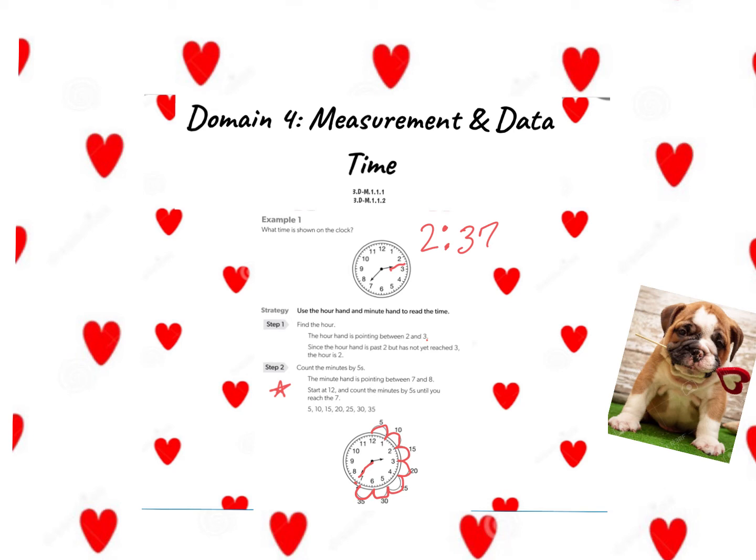Okay? And if you wanted to, you could count every single little dot, like 1, 2, 3, 4, 5, all the way around till you get to that minute hand. But it would save you so much more time if you just count by 5s until that minute hand. Okay?